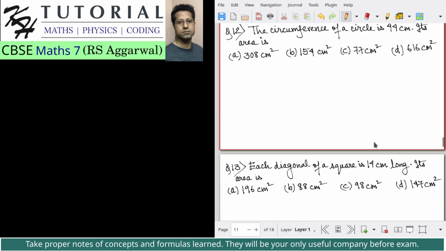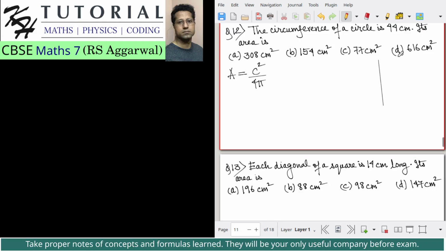Question number 12. The circumference of a circle is 44 centimeter. Its area is. Now you must be familiar with the relation between circumference and area of a circle. What is that relation? Remember, it is not necessary to remember all these formulas. You can always derive them. I think area of a circle is equal to circumference square by 4 pi. If you can remember this, it is good.